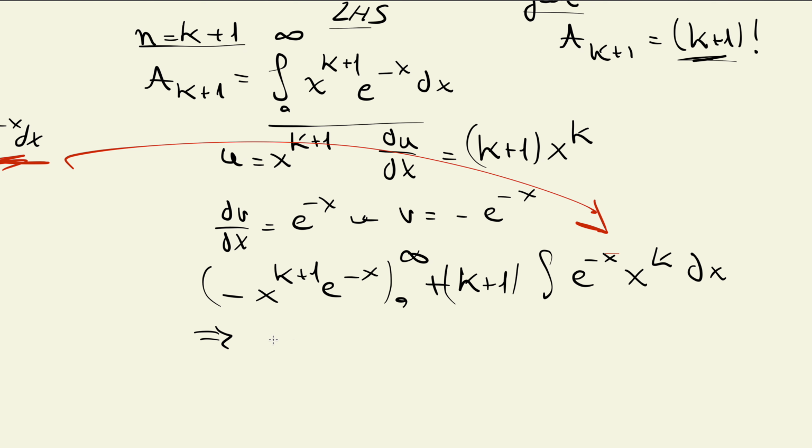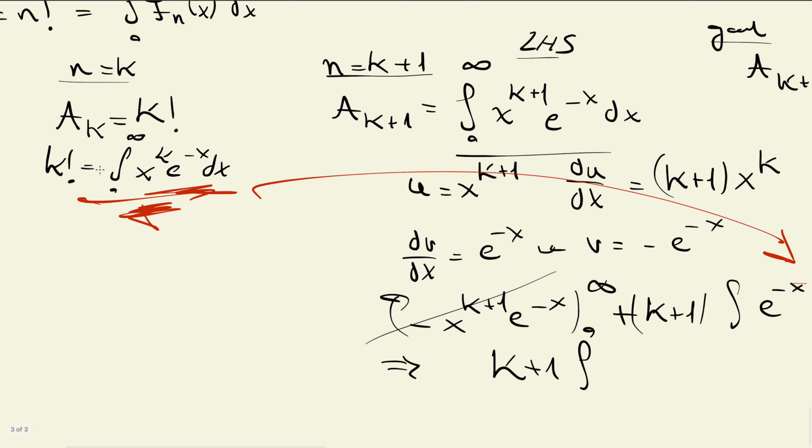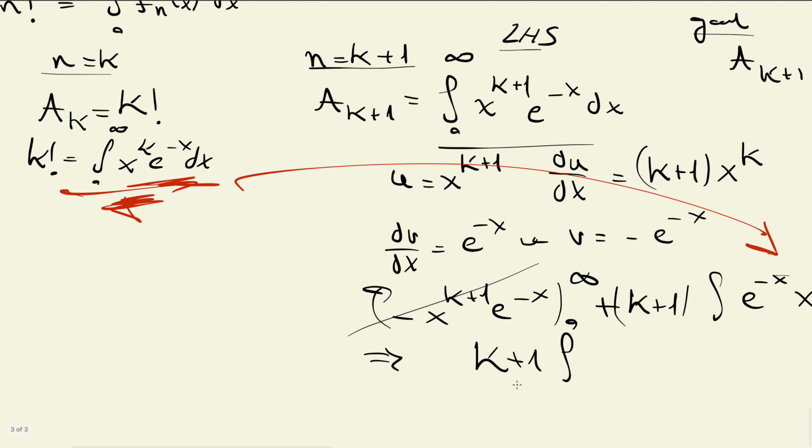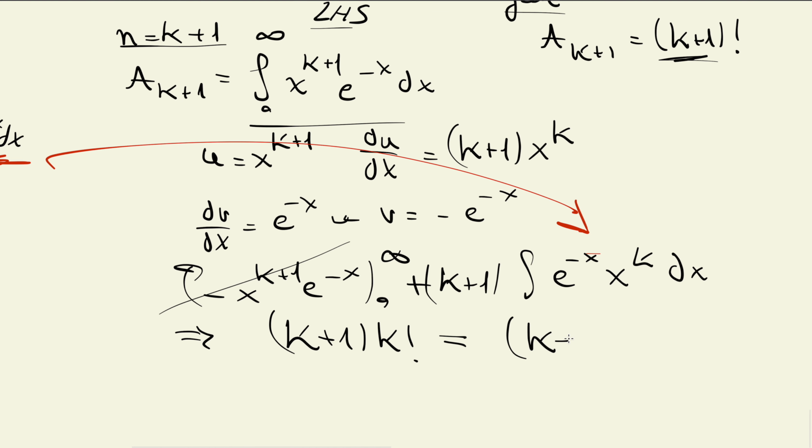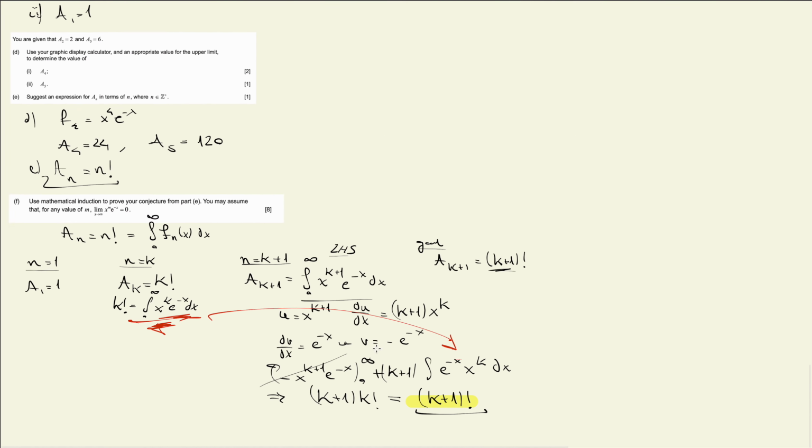So if this goes from 0 to infinity, it'll simply be 0, right? So this will be 0. I'm gonna cancel that out. Then k plus 1, the integral of, and we found that to be equal to k factorial. So k plus 1 times k factorial is simply k plus 1 factorial. So that should be pretty obvious for you. And now you just solve these statements.